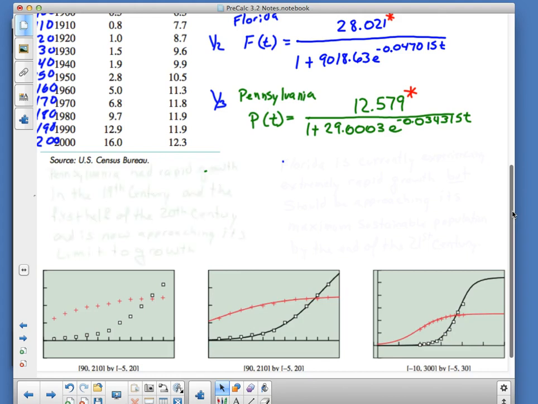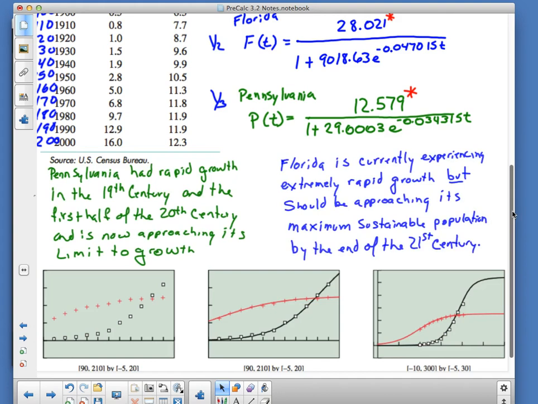that was a major improvement of life and being able to extend people's lives. But keep in mind, as we're looking at that, the two different things. Pennsylvania had rapid growth in the 19th century and the first half of the 20th, and our graph showed that. And it's now approaching its limit to growth. Okay, so it's tapering off. It's not increasing as much.